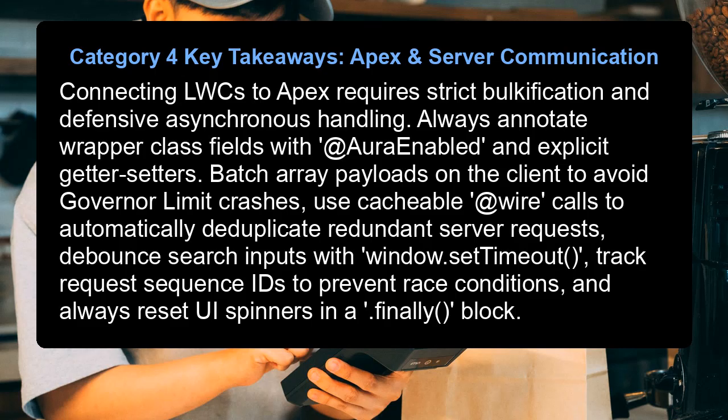Category 4 Key Takeaways: Apex and Server Communication. Connecting LWCs to Apex requires strict bulkification and defensive asynchronous handling. Always annotate wrapper class fields with @AuraEnabled and explicit getters and setters. Batch array payloads on the client to avoid governor limit crashes. Use cacheable=true on wire calls to automatically deduplicate redundant server requests. Debounce search inputs with window.setTimeout. Track request sequence IDs to prevent race conditions. And always reset UI spinners in a .finally function block.